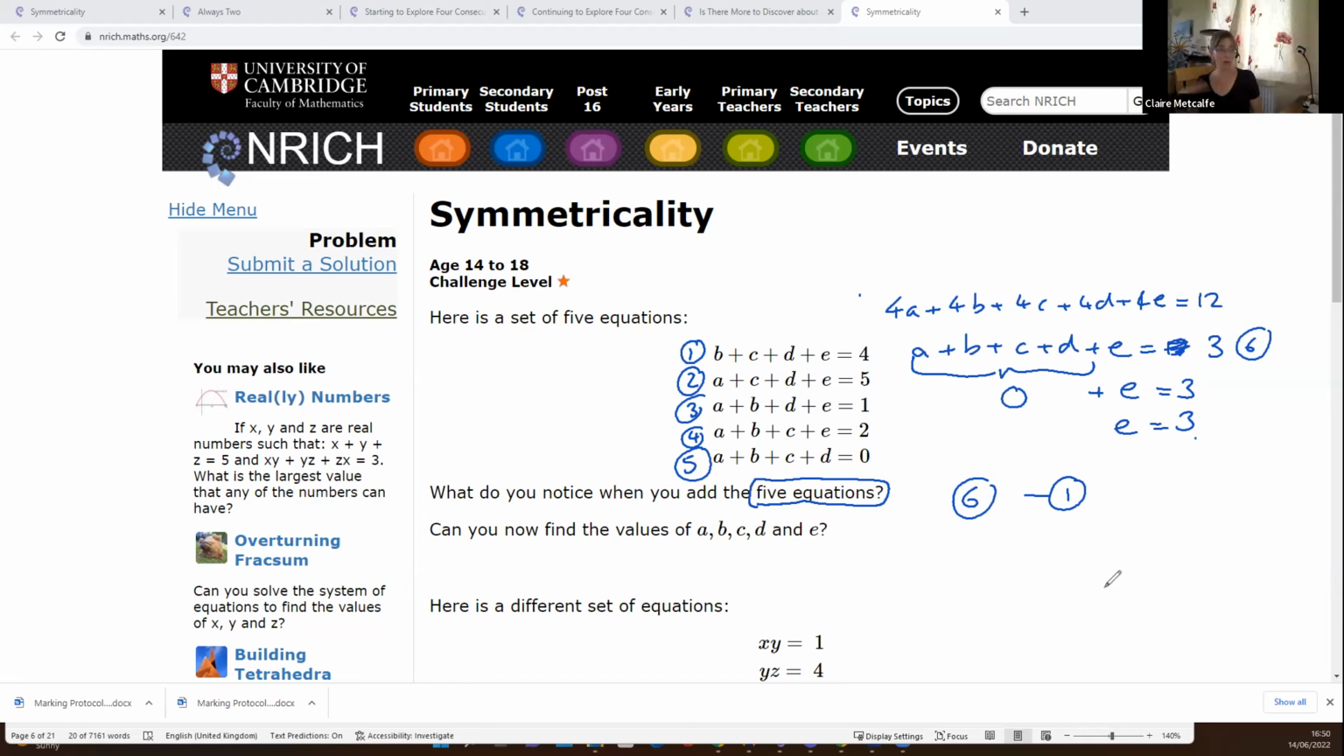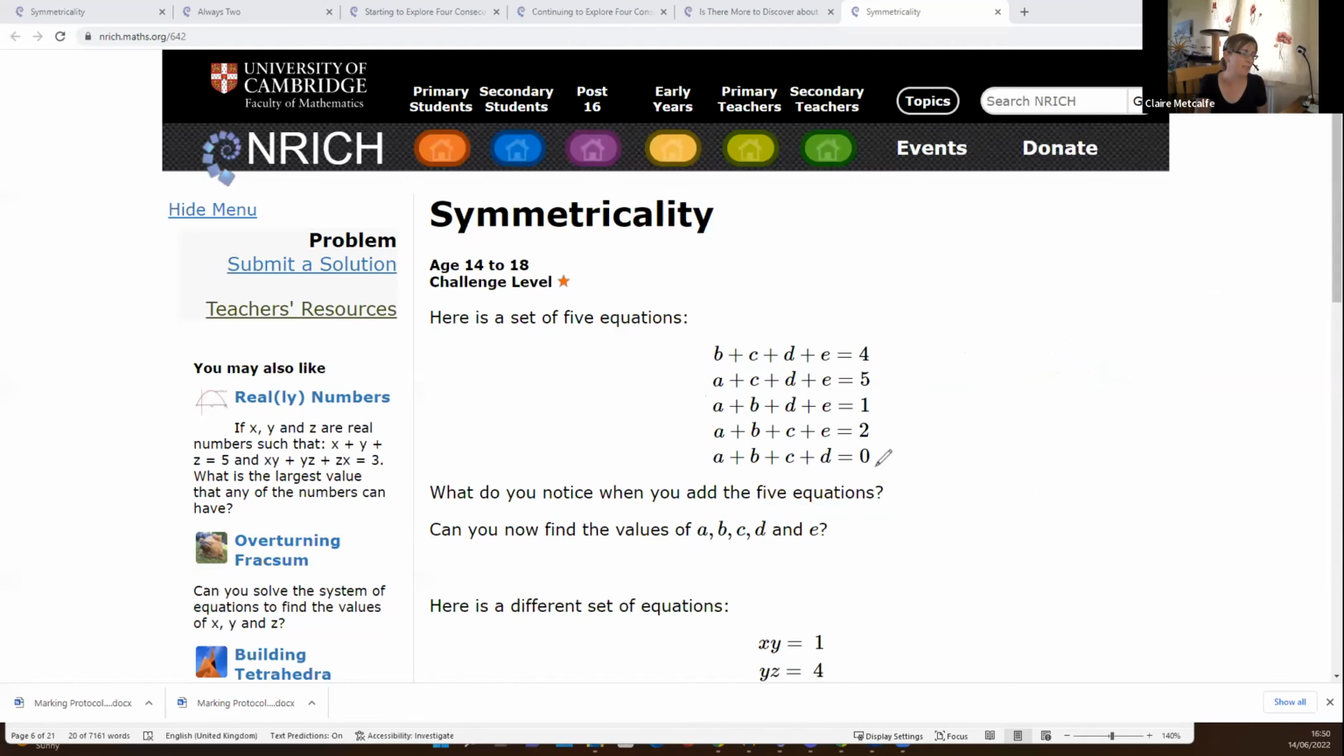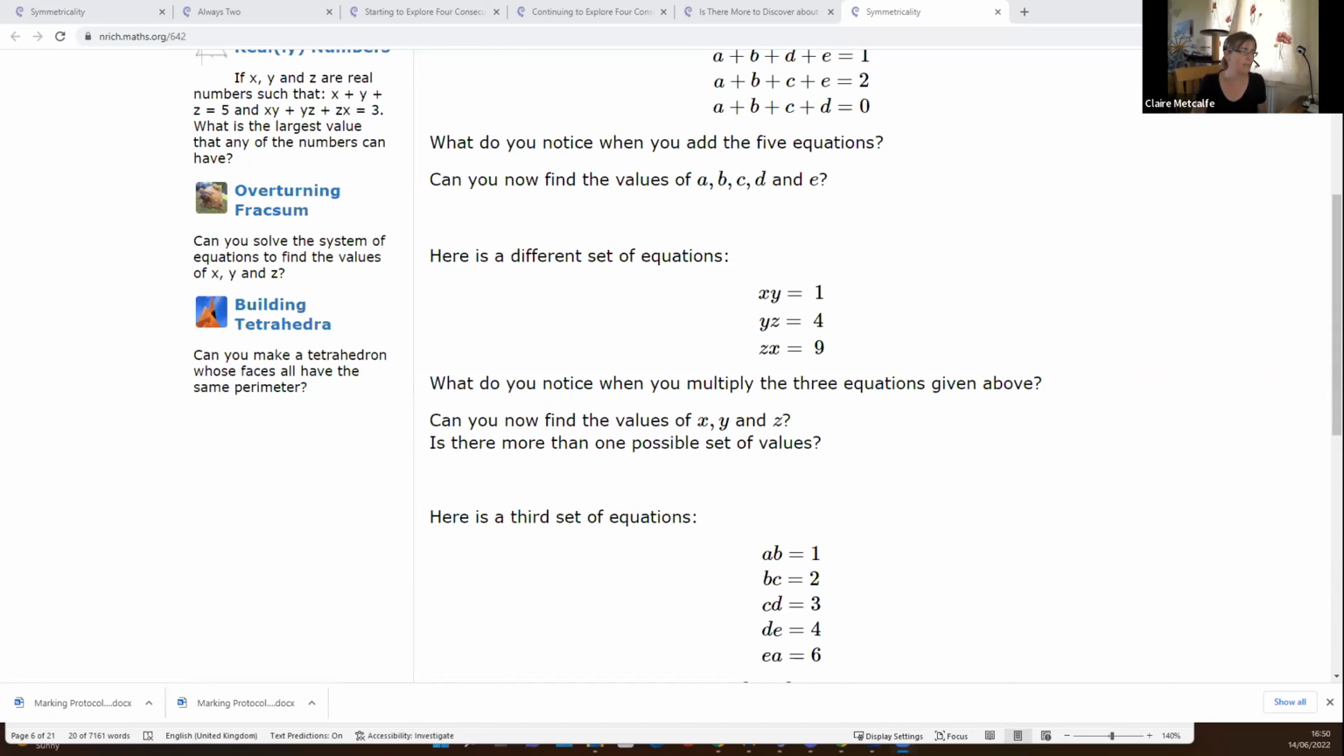And once they've had a look at the first one, the second question uses some similar ideas. But I need the mouse, so I can't scroll down. Again, it's giving you a bit of a hint. What you notice is when you multiply the three equations, and then students can have a go at that.